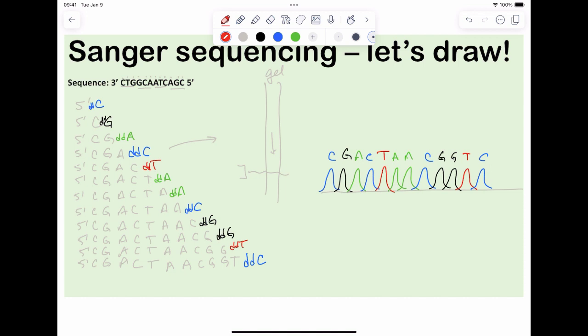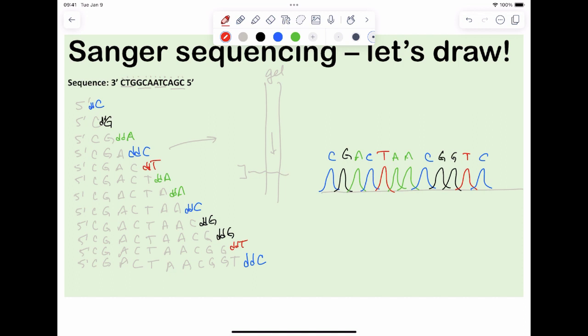The higher the peak, the cleaner the peak. The smaller it is, there's not as much of it there. Ideally, you would see one color per peak. If you see two colors present, that means that there was some ambiguity with what was put in.